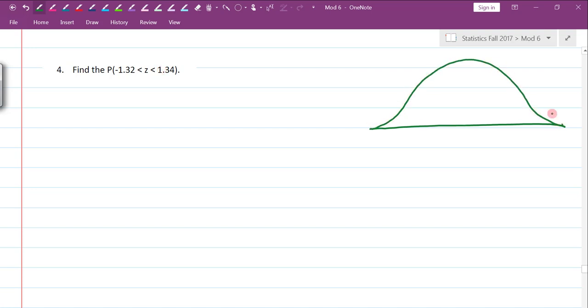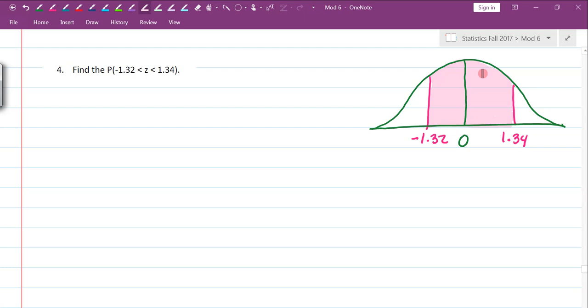So here's my picture. In the center, because it's a standard normal. I know it's a standard normal because I'm dealing with z's and not x's. So my mean is 0. I'm going to switch to pink. I'm going to put my negative 1.32, and then my positive 1.34, and I'm going to highlight the area of interest. Here we go. The area of interest between the two numbers is this right here. I'm looking for the probability that I end up with a z value between negative 1.32 and positive 1.34.